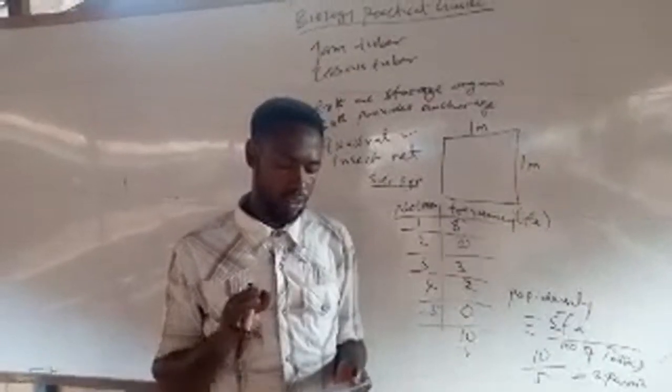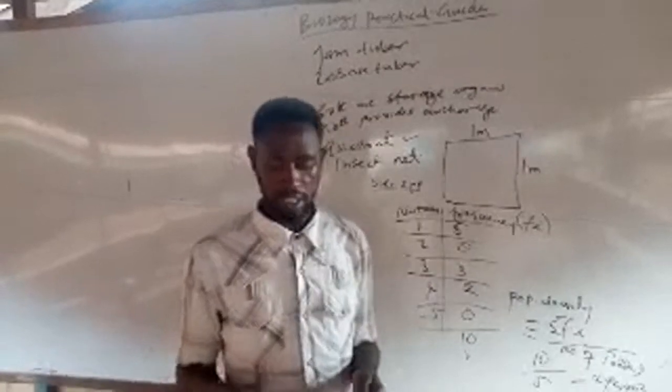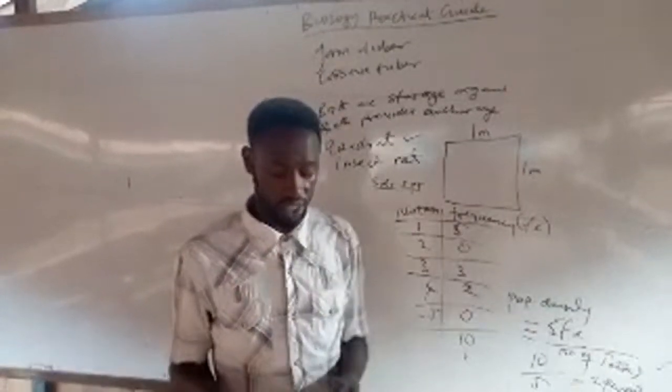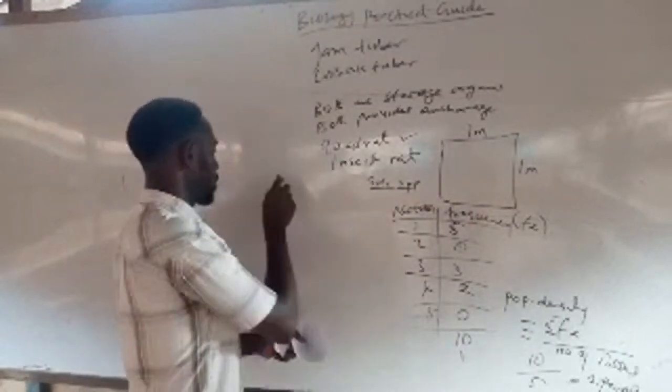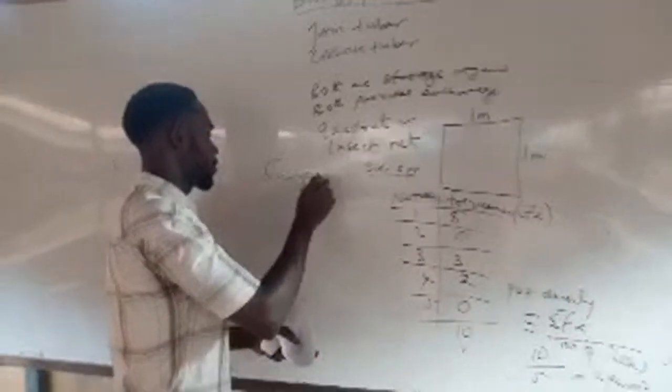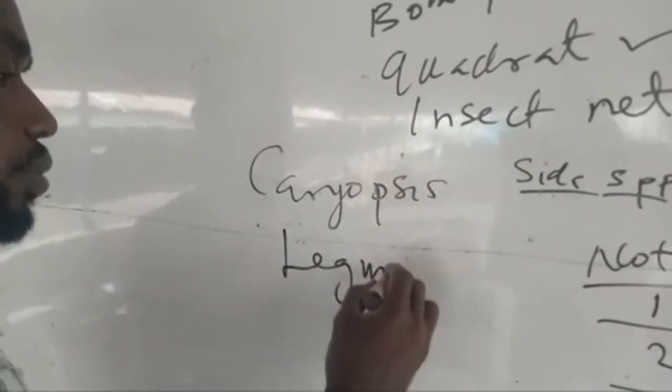Understood? Then that of a dry granule seed is also a legume in terms of fruit classification, but rice grain is a caryopsis. Caryopsis. Then that of a granule is a legume.